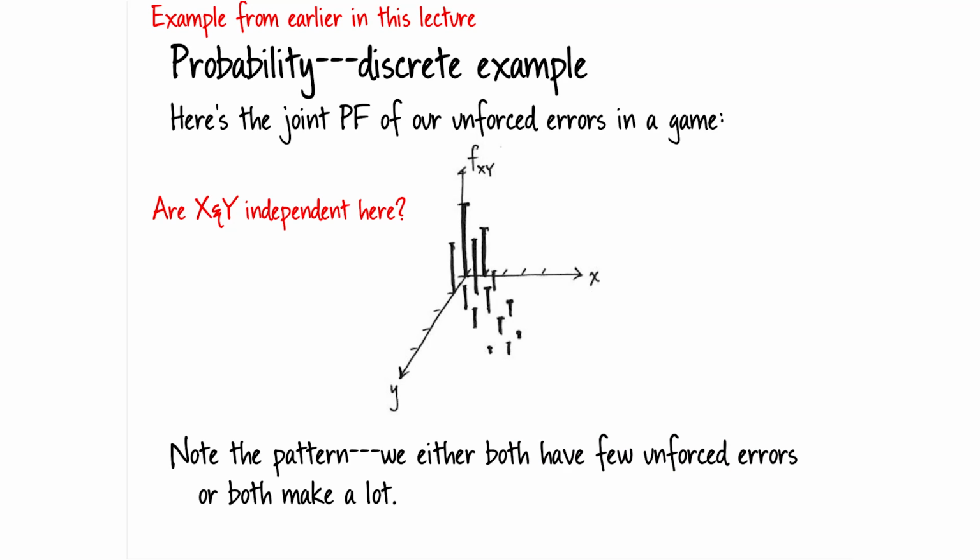And here's the third example. This is also just from a few minutes ago. Here is the joint PF of unforced errors in mine and Esther's tennis game. Are X and Y independent here? What do you think?